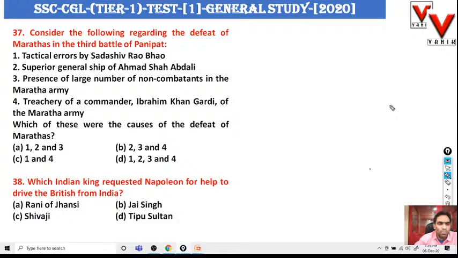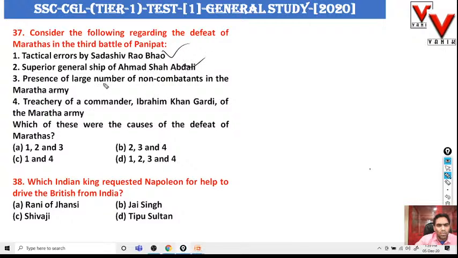So the very first statement is tactical error by Sadasiv Bhau. They are talking about the reasons for the defeat of the Maratha in the third battle of Panipat. This was a reason for the defeat of the Maratha, so this is right. There was tactical error by Sadasiv Rao. And superior generalship of Ahmad Shah Abdali, this is also right.